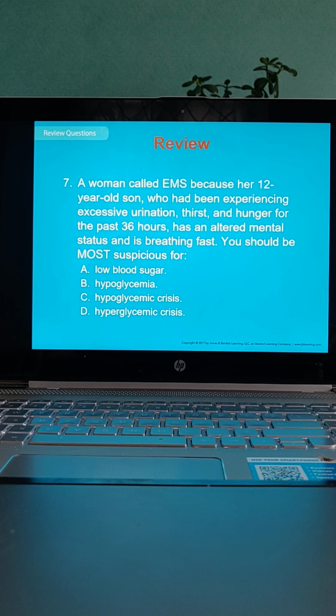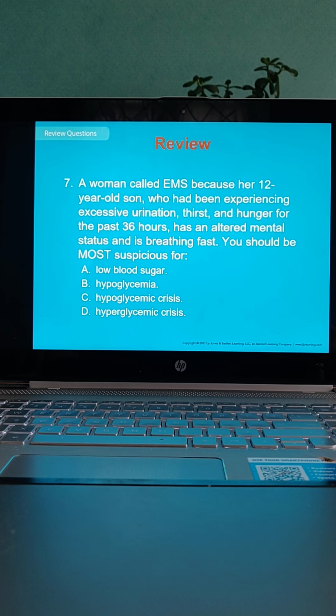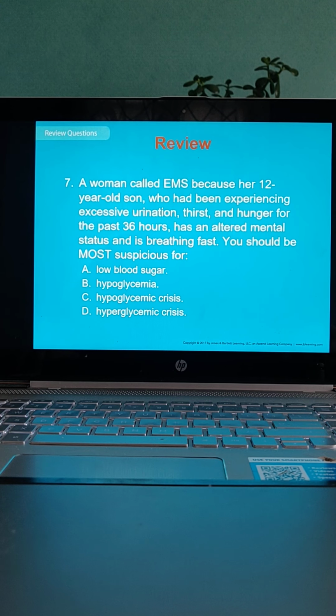A woman has called EMS because her 12-year-old son, who has been experiencing excessive urination, thirst, and hunger for the past 36 hours, has an altered mental status and is breathing fast. You should be most suspicious of what? Low blood sugar, hypoglycemia crisis, or hyperglycemia crisis. A woman called EMS because her 12-year-old son, who has been experiencing excessive urination, thirst, and hunger for the past 36 hours, has an altered mental status and is breathing fast.